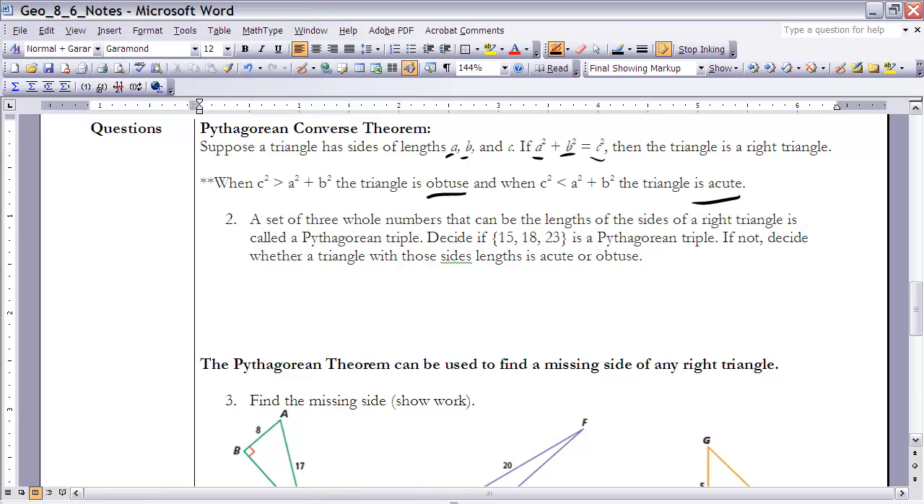Well, the way that we do that is we plug this into the Pythagorean theorem and see what happens. If it's equal, then we know that it's going to be a right triangle. If c squared is greater than a squared plus b squared, then we know it's obtuse. If c squared is less than a squared plus b squared, then we know it's acute. So let's go ahead and do that. So I'm going to just say 15 squared plus 18 squared, and we want to see how it compares to 23 squared. Okay? So that's what we want to do, and we want to get our calculator out to do that, and let's see what we get here.